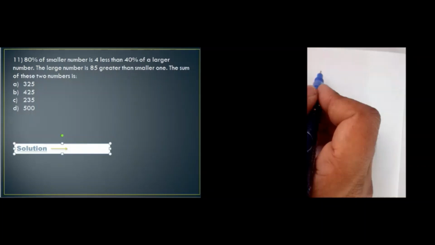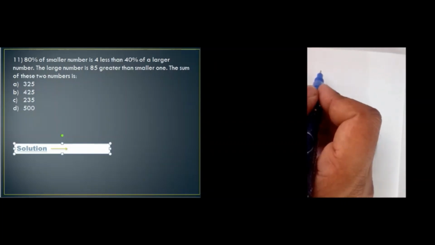And the larger number is 85 greater than the smaller number. So simply we can write: the difference between 40% of the larger and 80% of the smaller is 4, and the difference between the larger and smaller is 85. Then the sum of these two numbers has been asked. Let's see the solution for this.